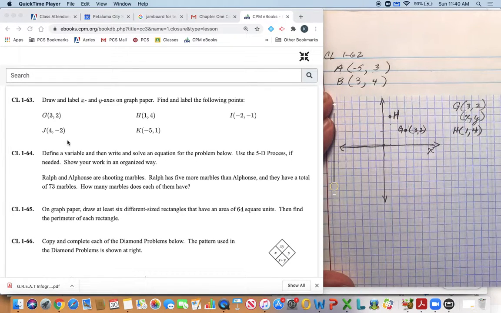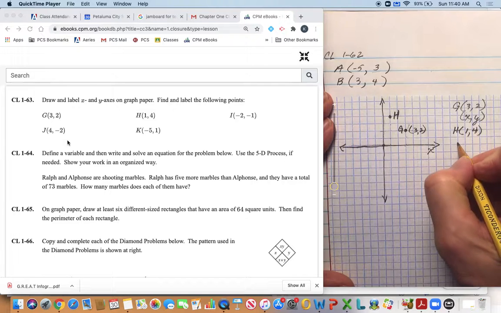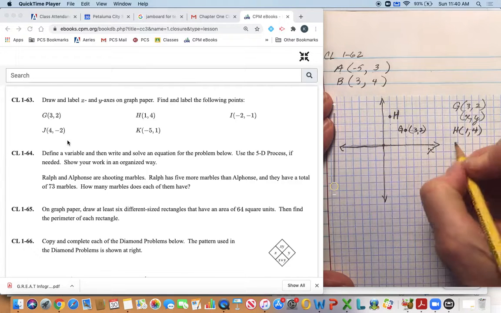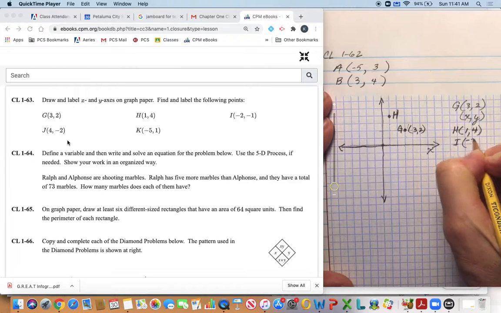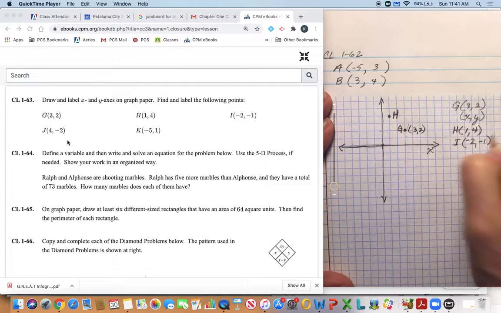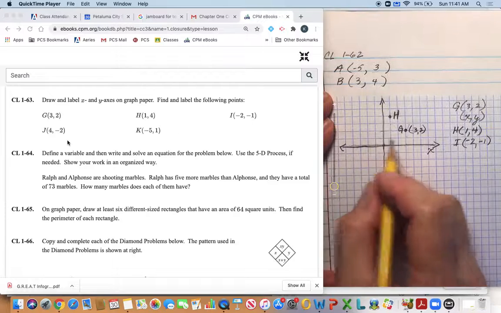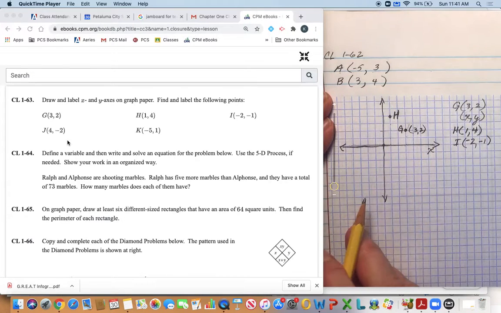So you can do the rest of these. So just write them down on the side here. So I would be the next one. Write the coordinates, -2, -1. And then when you find it on here, just label it with a letter, and that will be good enough.